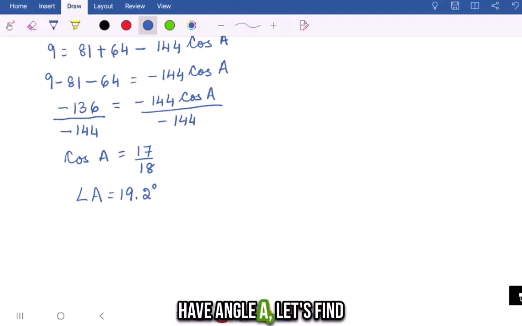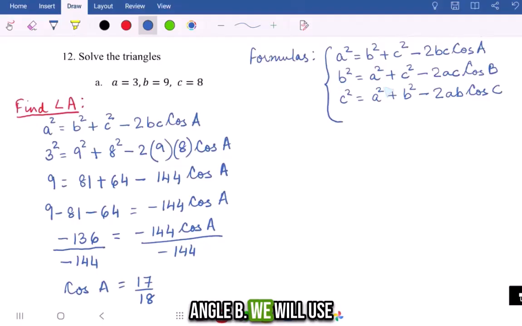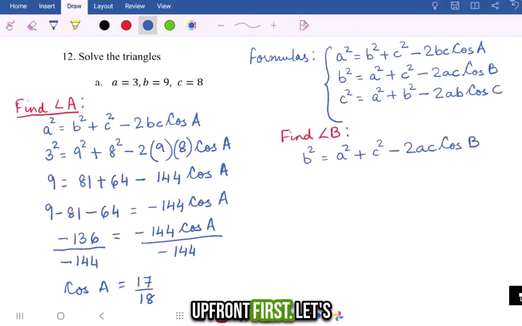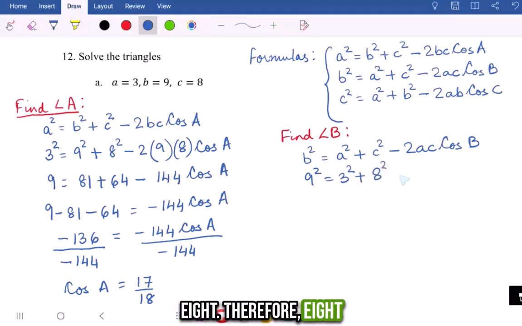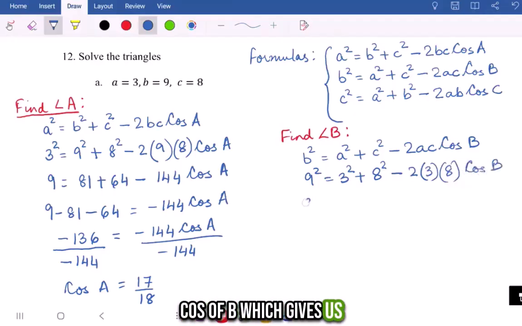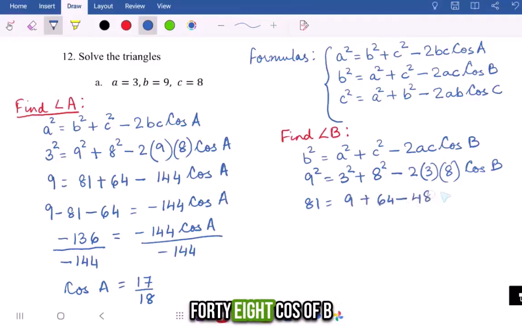Now that we have angle A, let's find angle B. We will use the second formula in the process. It's B squared equals A squared plus C squared minus 2AC cos of B. Let's write it out up front first. Let's plug in the values of the variables. B has a value of 9, therefore it will be 9 squared equals, A is 3, so A squared is 3 squared plus C is 8, therefore 8 squared minus 2 times 3 times 8 cos of B, which gives us 81 equals 9 plus 64 minus 48 cos of B.